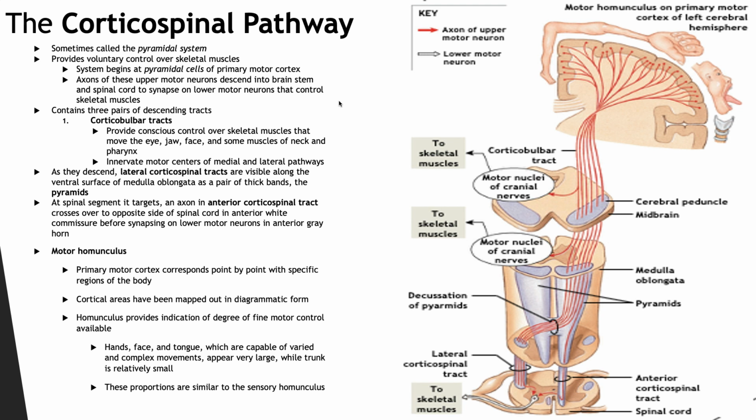The corticospinal pathway contains 3 pairs of descending tracts: 1, the corticobulbar tracts, 2, the lateral corticospinal tracts, and 3, the anterior corticospinal tracts. These tracts enter the white matter of the internal capsule, descend into the brainstem, and emerge on either side of the midbrain as the cerebral peduncle.